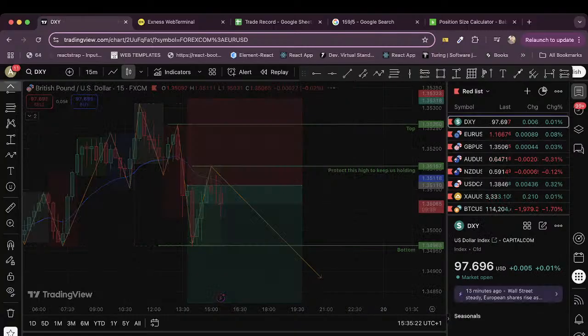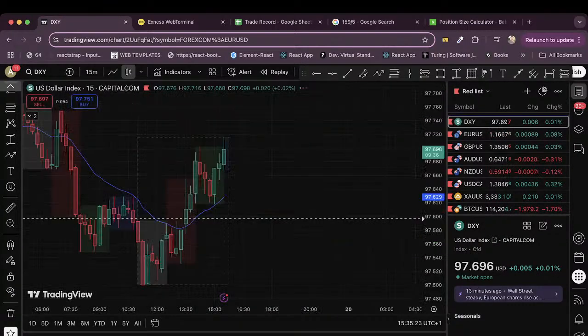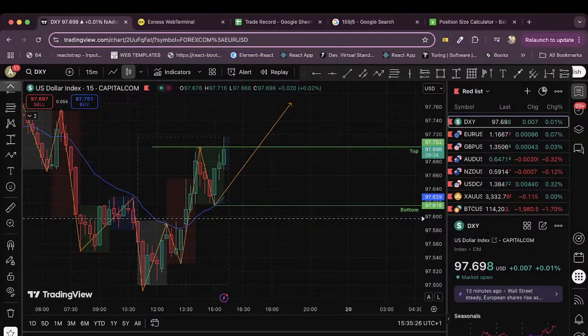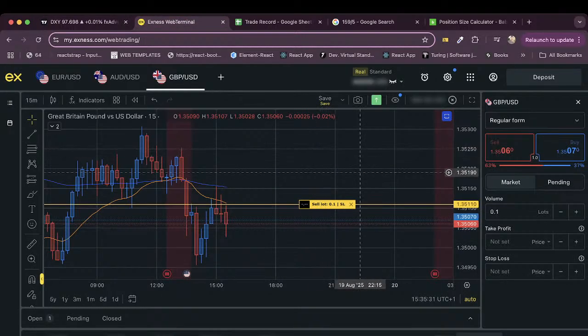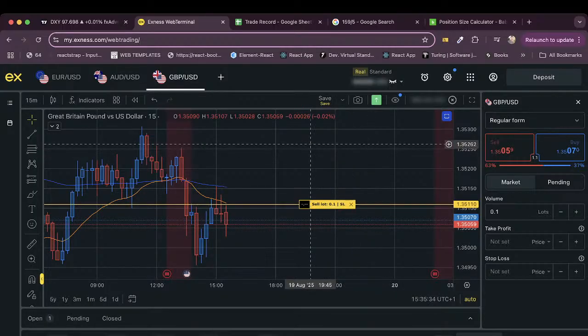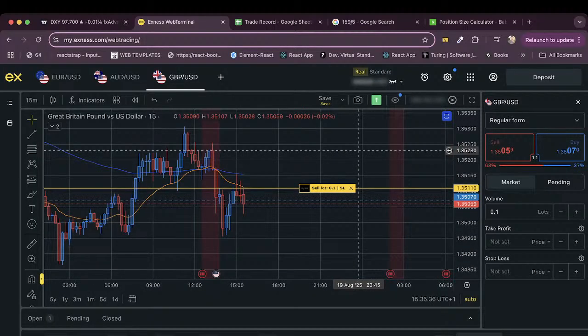So it's extremely important that DXY keeps on trading above that top. That's where we want them to be. If they are not there, then I'll click this X and close my position. I'll just close my position and we'll try again tomorrow.